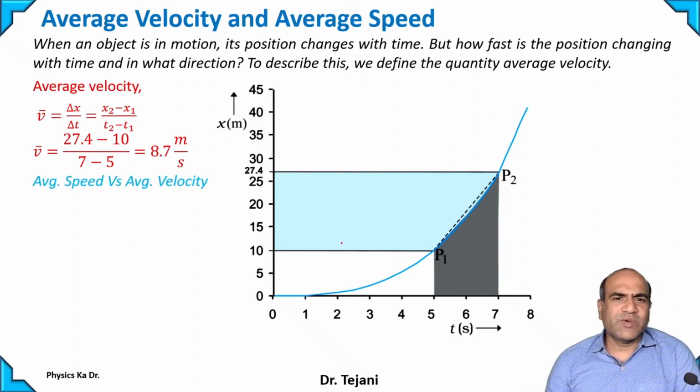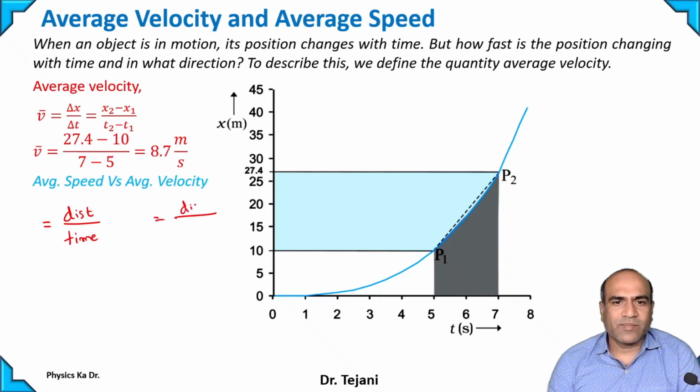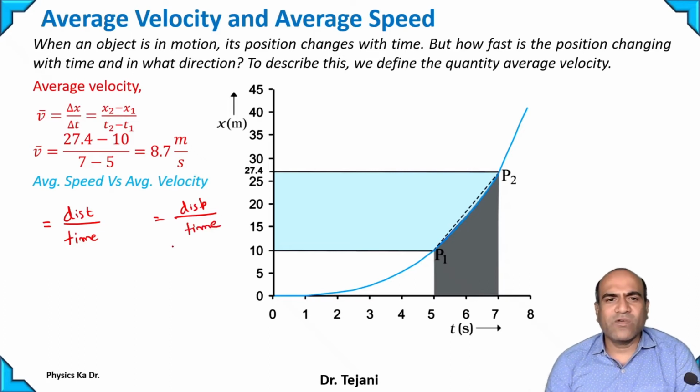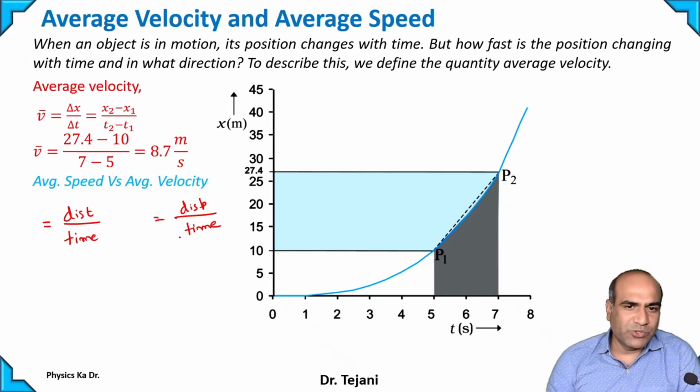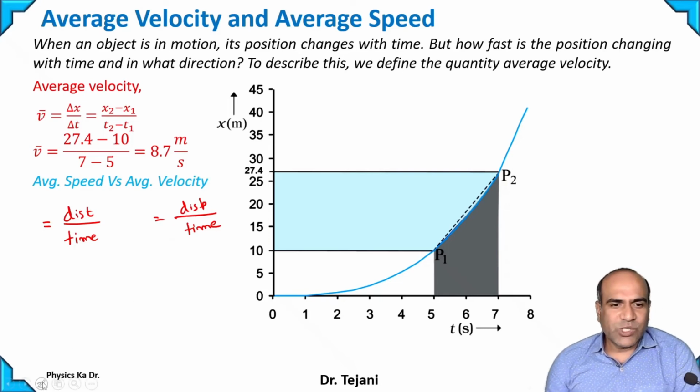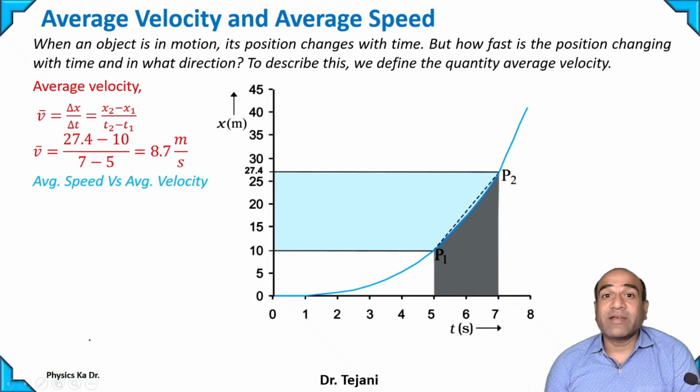So we know average speed versus average velocity. We know it very well. Average speed is equal to total distance divided by total time. And when we talk about velocity, it is displacement divided by time. We have our full session on speed and velocity, distance and displacement. I think you should study from that session so you will have a better understanding.